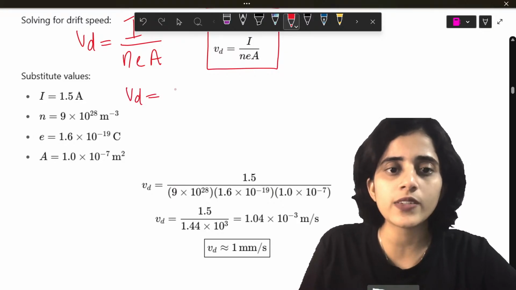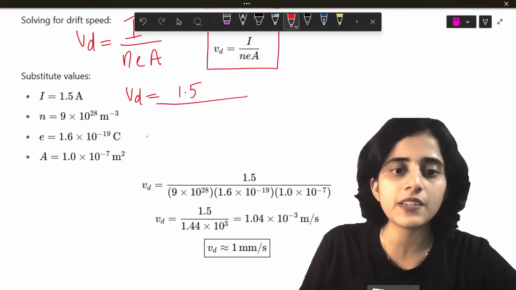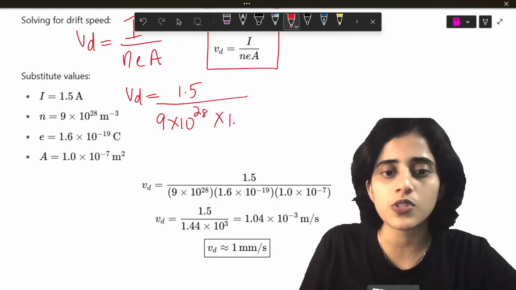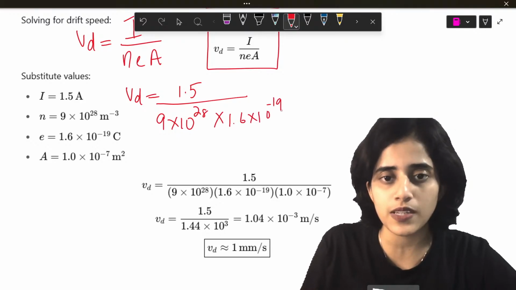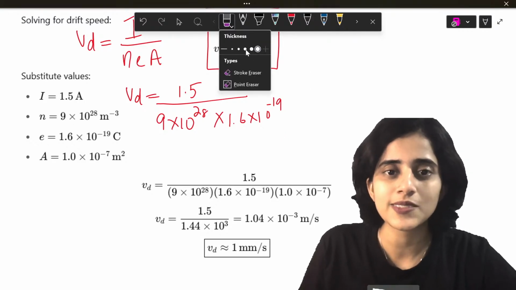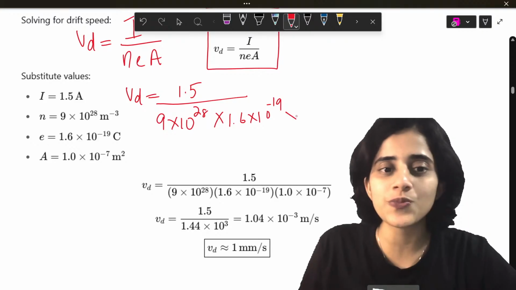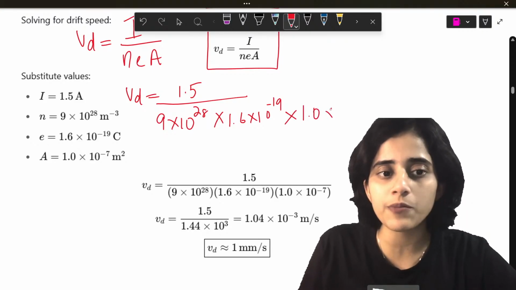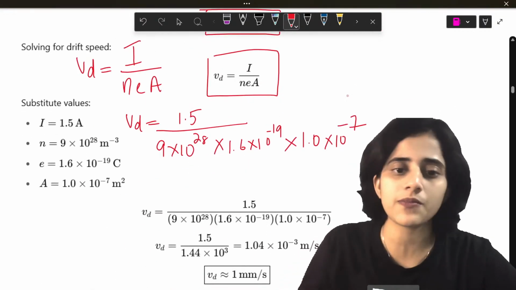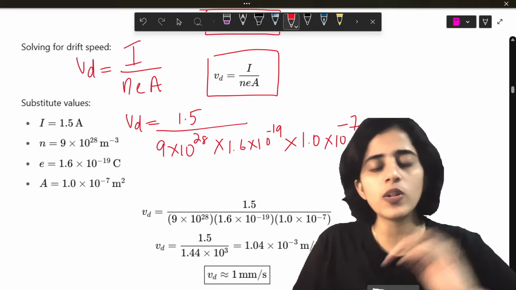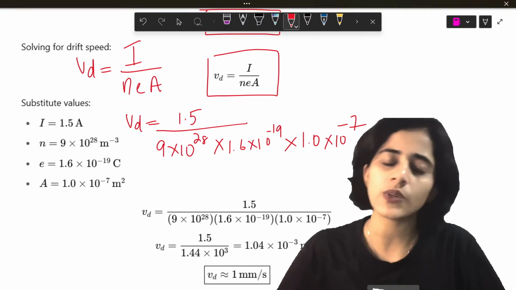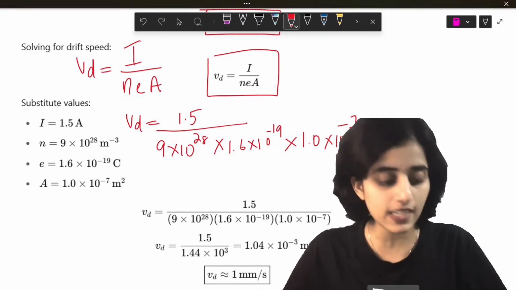So Vd is equal to 1.5 divided by N, which is 9 into 10 raised to 28, into 1.6 into 10 raised to minus 19, into area, which is 1.0 into 10 raised to minus 7. That's the area in the question, right? Yes, same area. And then if you solve it, you will get 1 millimeter per second, or you will get 1 into 10 raised to minus 3 meters per second.